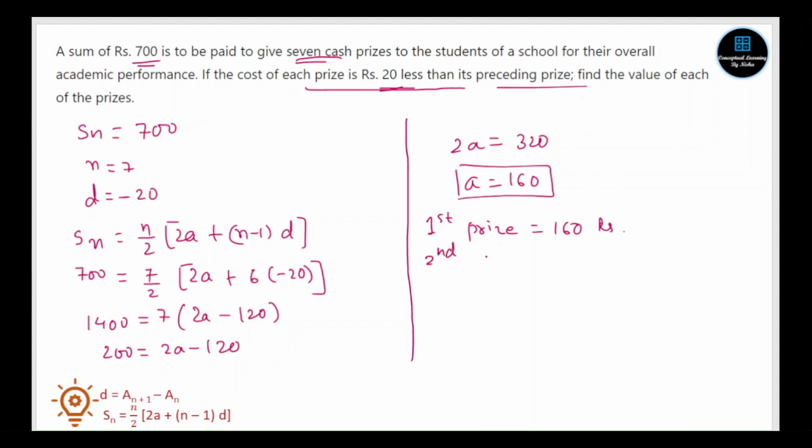Then we can write all of them. The second will be 140, then 120, then 100, and then 20 less, so 80. There are a total of 7 prizes, so you'll get 60 and one more you'll get 40. If you add them, you should get 700. So these are all 7 terms of this AP, I mean the prizes which are given.